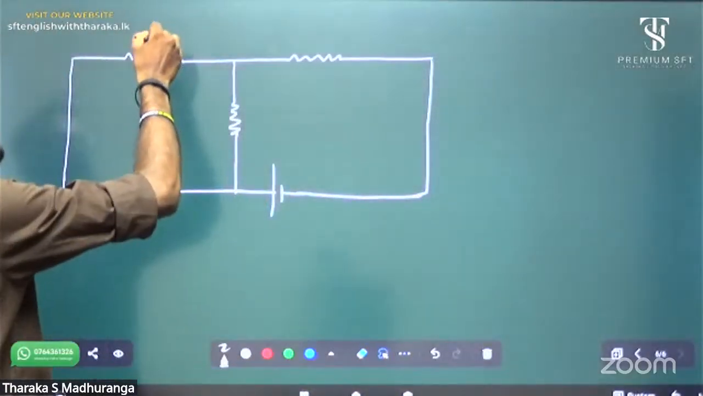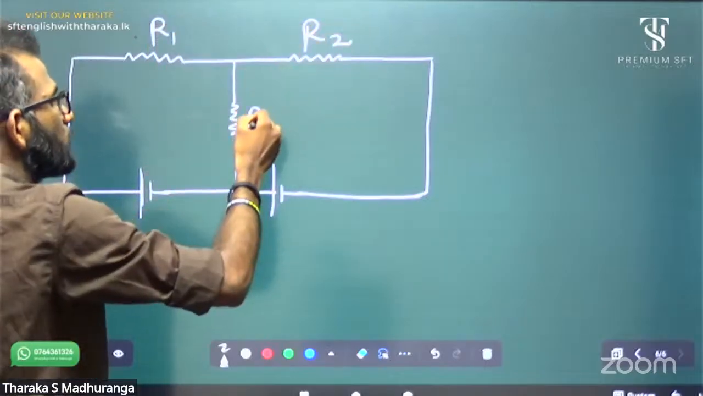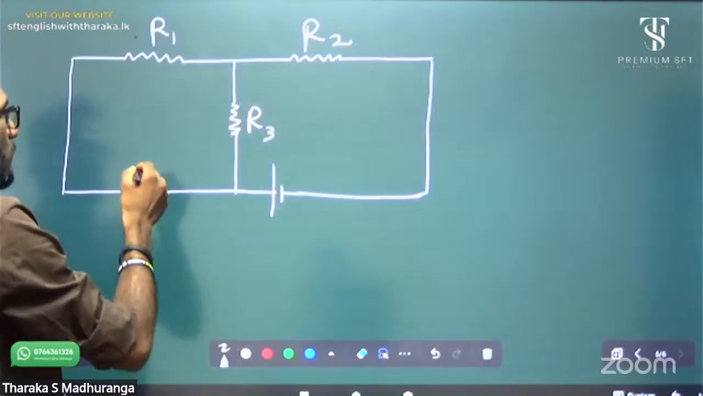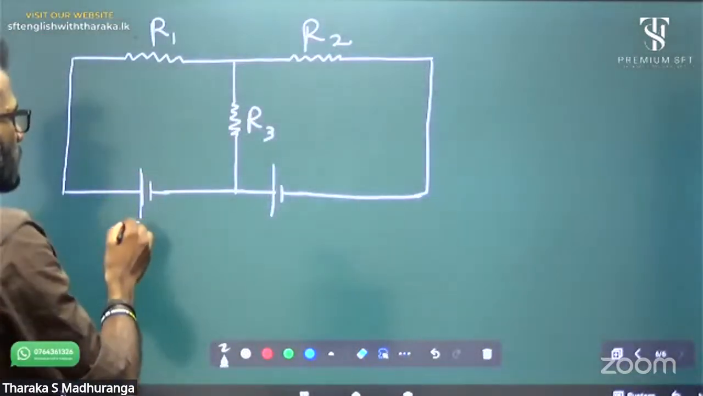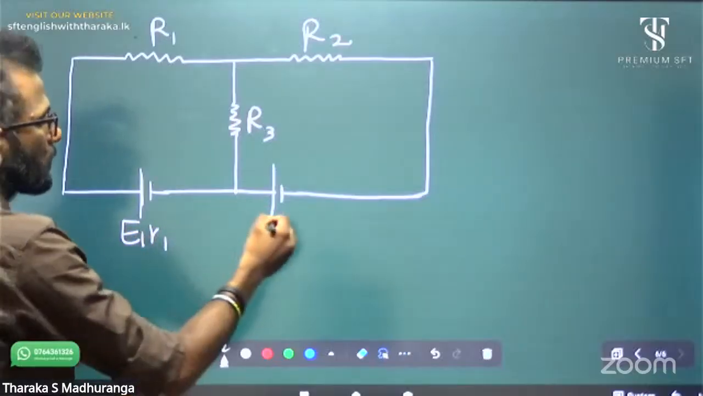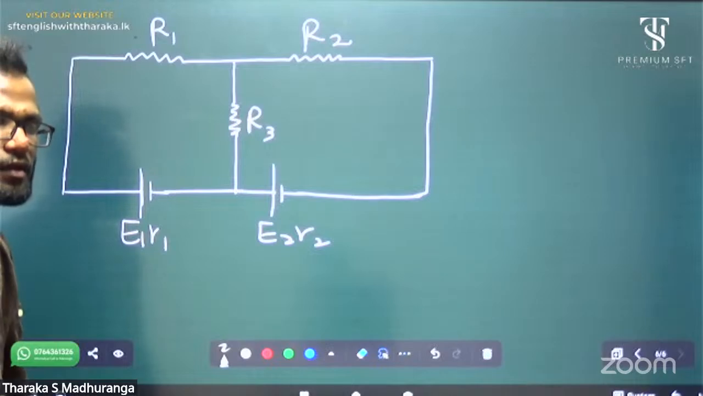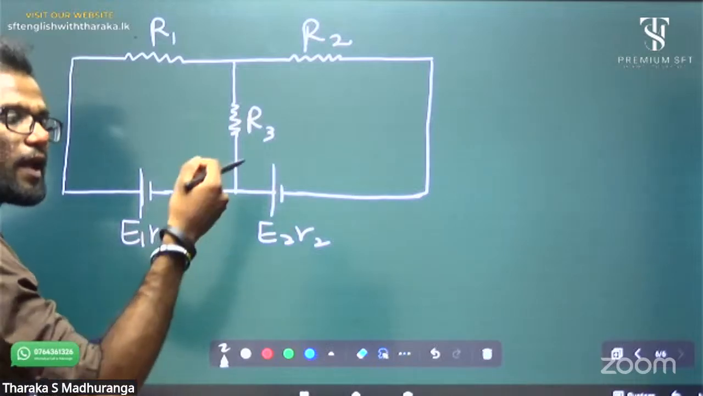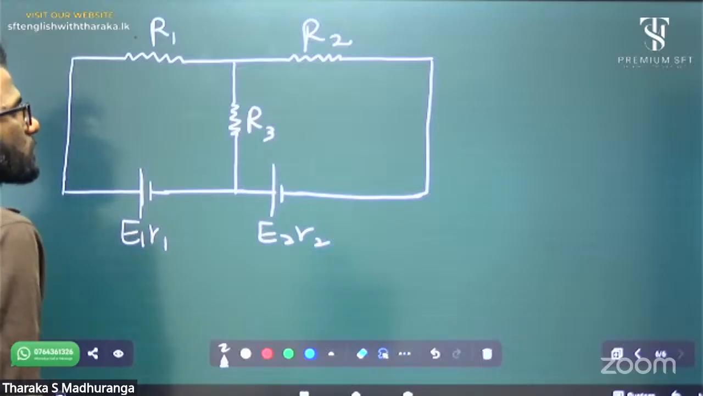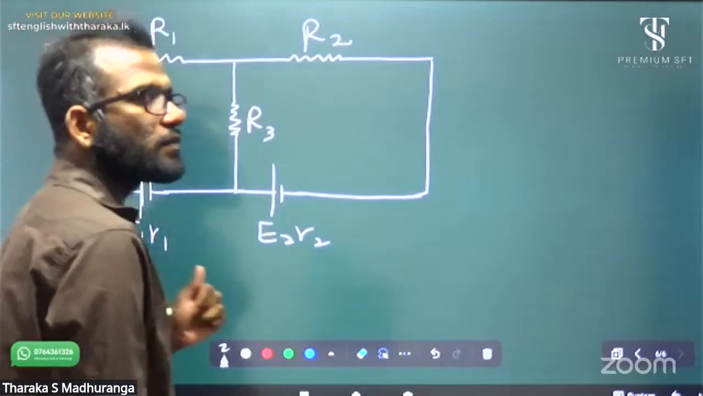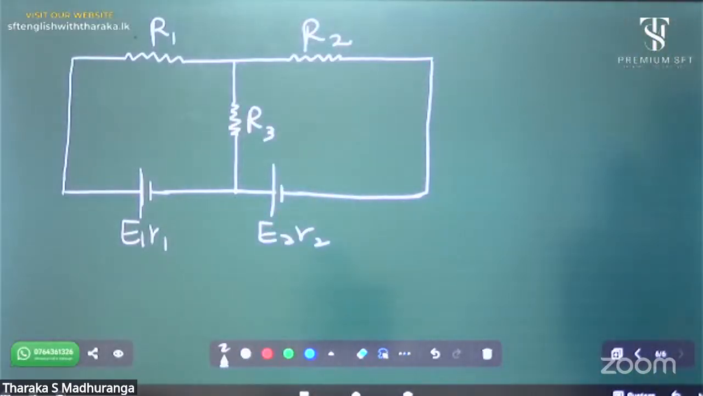Okay, I think this is R1, R2, and R3. E1, R1, E2, R2. Simple R. A battery always has an internal resistance, right? Okay. Now can you try this?